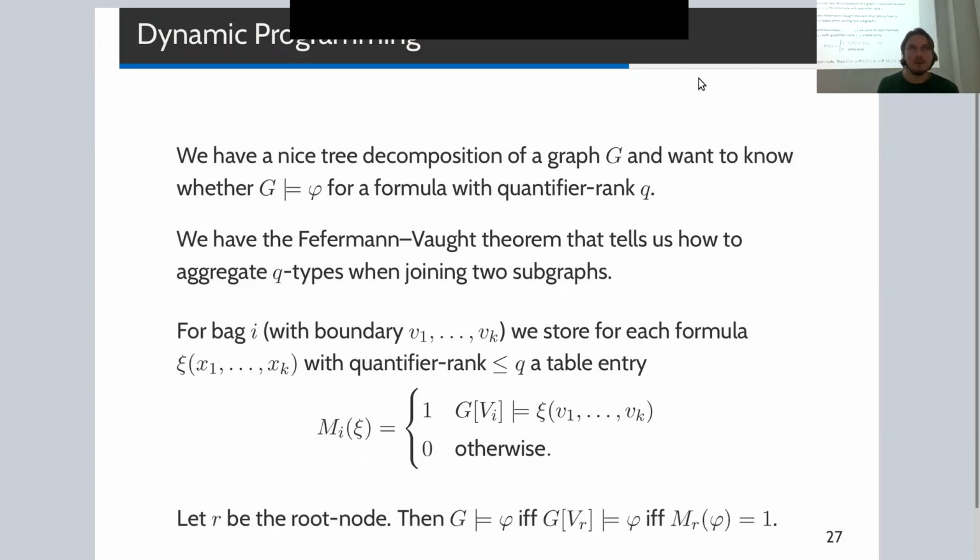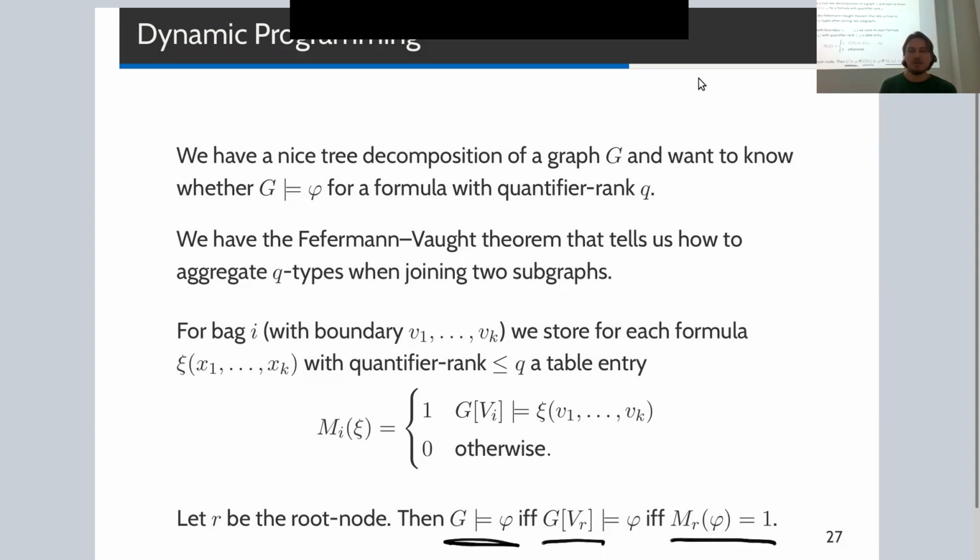And then after we're done, we look again at the root. Let's say we want to know whether some formula phi is true, and this formula phi has quantifier rank at most Q. Then we can check equally whether it's true on G induced on VR. At the root node, the subgraph is the whole graph. So we can simply look in the dynamic programming table of the root node whether phi gets mapped to 1.